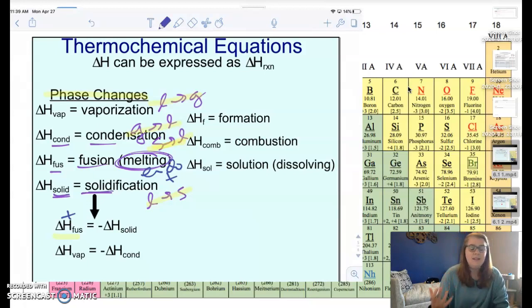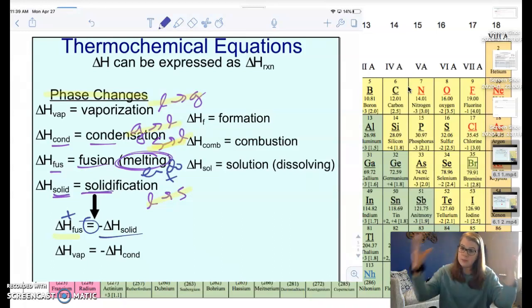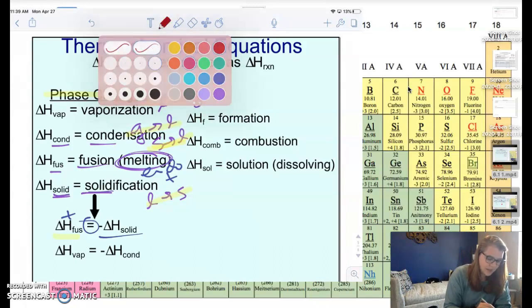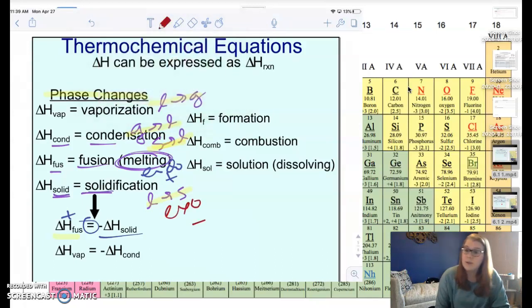So let's say something has a delta H of fusion of 15 kilojoules per mole. I'm just making up a number. So it takes 15 kilojoules per mole in order to melt something. Well, that would be equal to the delta H of solidification, but just a negative value. As you know, solidification, going from a liquid to a solid, energy is being released. That means energy is leaving the system. That makes this process exothermic. And as we know, exothermic reactions are negative because energy is leaving. So notice that's why we've got a negative sign in front of here.